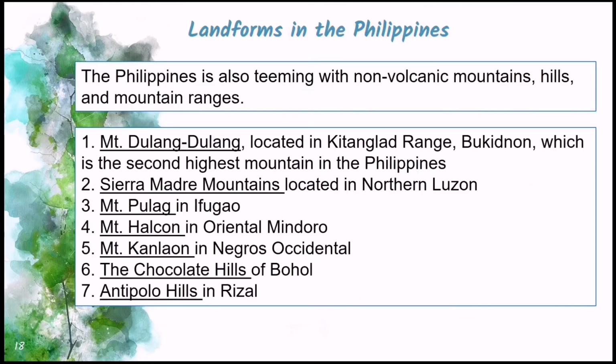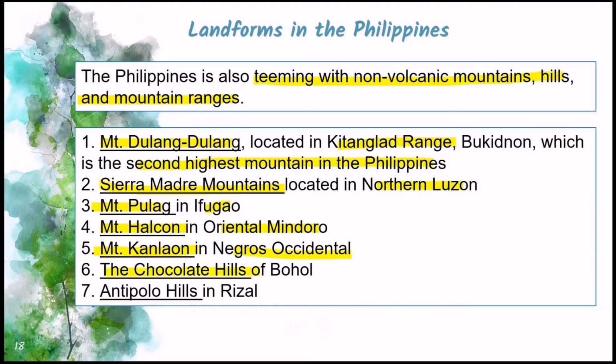The Philippines is also teeming with non-volcanic mountains, hills, and mountain ranges. Here we have Mount Dulang-Dulang, located in the Kitanglad Range, Bukidnon, which is the second highest mountain in the Philippines. Number 2 is the Sierra Madre Mountains, located in northern Luzon. Number 3, Mount Pulag in Ifugao. 4, Mount Halcon in Oriental Mindoro. Number 5, Mount Kanlaon in Negros Occidental.